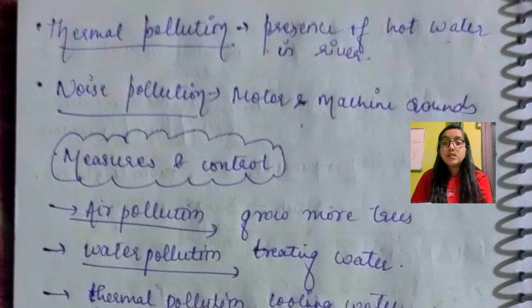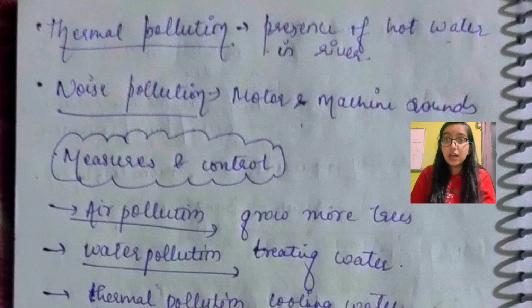Now comes noise pollution. It's very simple. You know how industries can create noise pollution. The machine and motor sounds create noise pollution. Now we are going to study how we can control this. Air pollution can be controlled by growing more trees. We cannot just stop manufacturing to control these pollutions, so there are some other measures that are to be taken to lessen the effect of the industries.